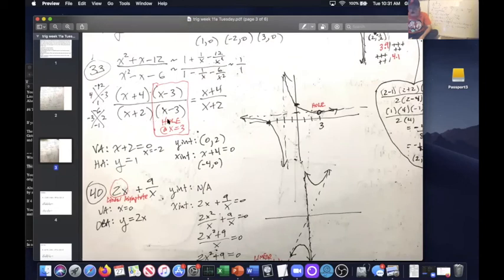Okay, now here, you wind up with a hole because after you factor, the x minus 3 is eliminated. So that means this looks like x plus 4 over x plus 2. So notice y equals 1 because the 1x over 1x, so 1 over 1. And the vertical asymptote is now only at x plus 2 equals 0. So I just sketched that. We had the y-intercept and an x-intercept.